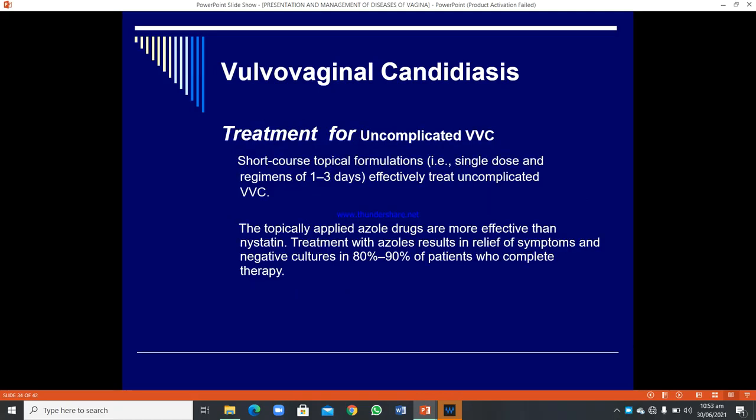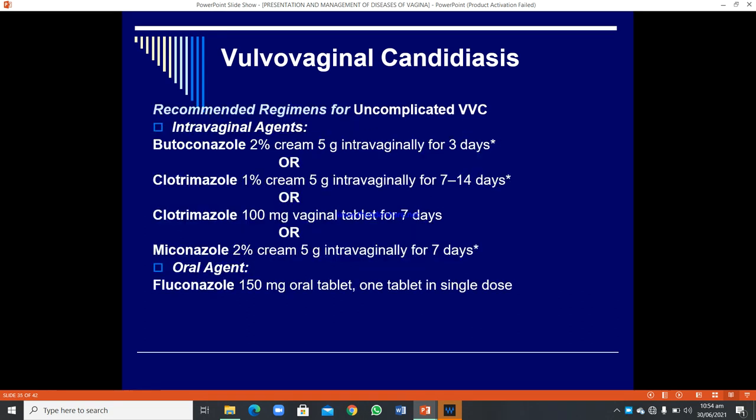Treatment for uncomplicated VVC. Short course topical formulations, that is single dose and regimens of 1 to 3 days, effectively treat uncomplicated VVC. The topically applied azole drugs are more effective than nystatin. Treatment with azoles results in relief of symptoms and negative cultures in 80 to 90% of the patients who complete therapy.